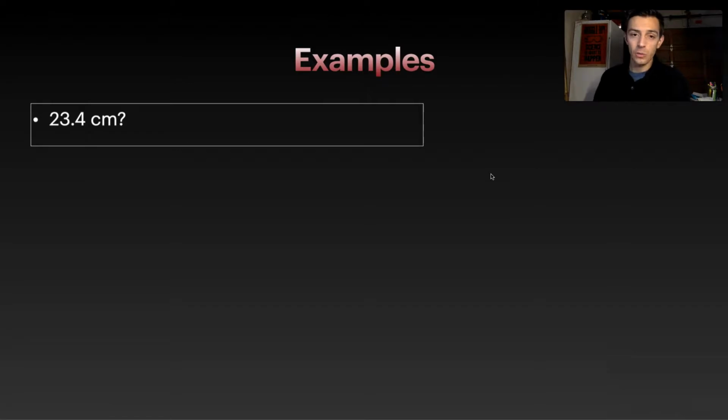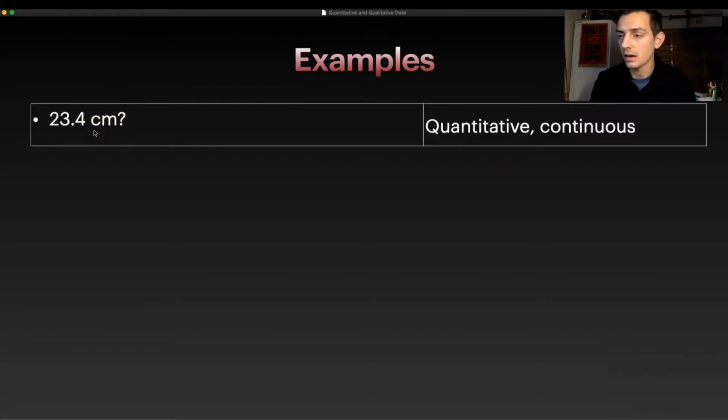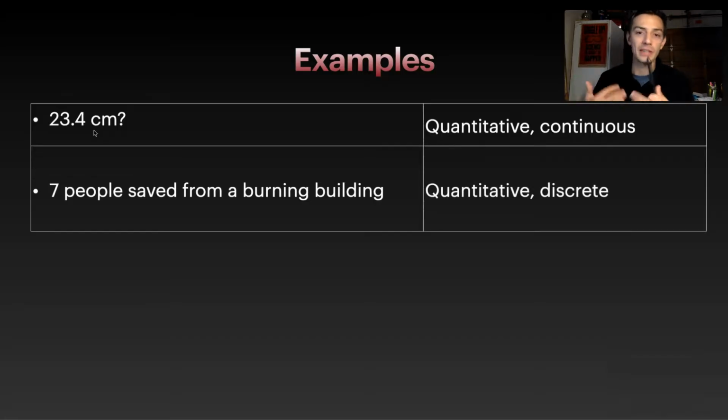23.4 centimeters, is that qualitative or quantitative? And if it's qualitative or quantitative, which of the subcategories is it? Well, it's a number, right? So it's quantitative. It's also continuous because it's a measurement. You're using a tool for that, a ruler. How about 7 people were saved from a burning building? Qualitative or quantitative? It's quantitative, right? It's a number. But is it continuous or discrete? It's discrete, right? Because you're only able to count whole people. You can't count half a person who was saved.